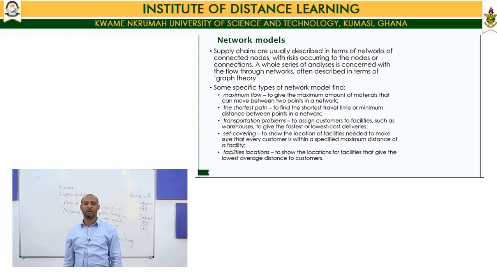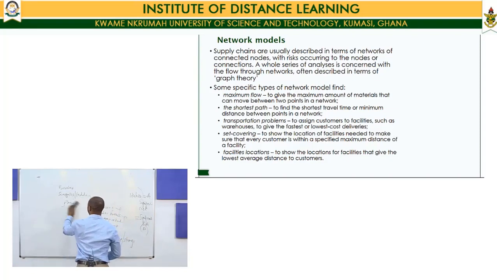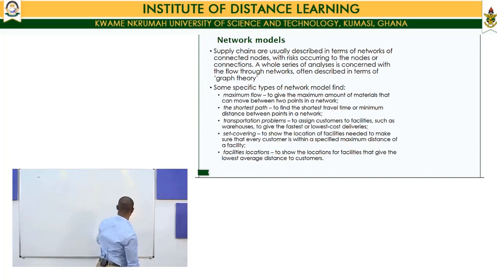Then we have network models, and supply chains are usually described in terms of networks because they connect different nodes. Wholesaler is a node, supplier is a node, manufacturer is a node. So the whole series of analysis is concerned with the flow through the network and is often described in terms of graph theory. The graph theory looks at what is the maximum flow. So I'm just going to give you a simplistic form of the graph theory.